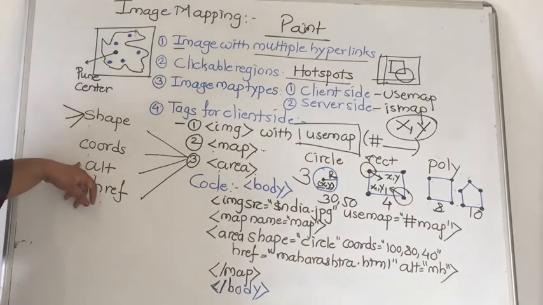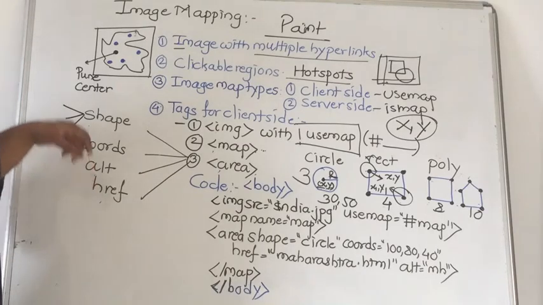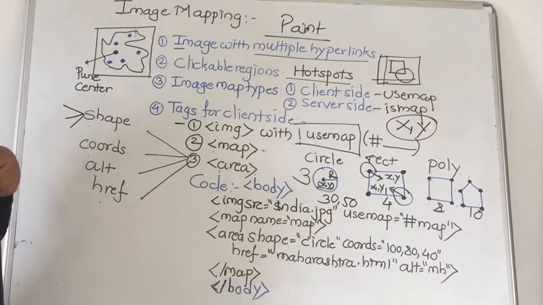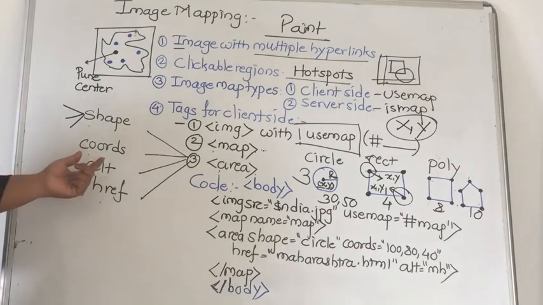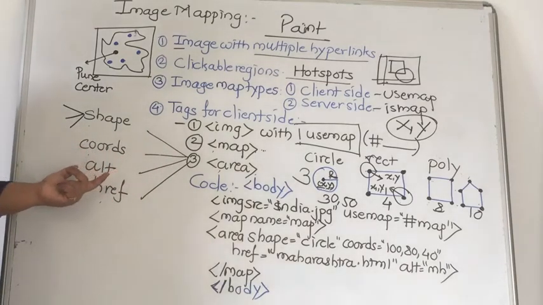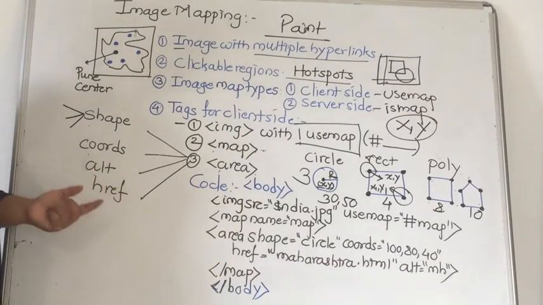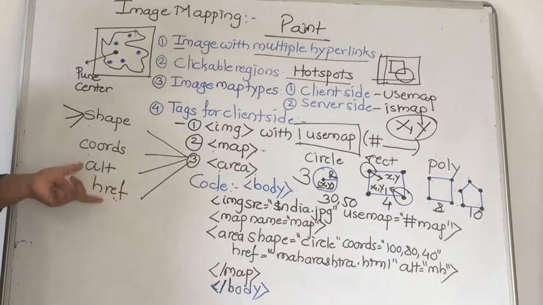The third one is the alt attribute. The alt attribute is used to show the alternate text. For example, I have taken an India image, and I have given hotspots for different states in India. Suppose for Maharashtra, in the program I have written the coordinates, and I will write the alternate text as Maharashtra. And href is the HTML source file which you will link for that particular shape. So these are the four different attributes of the area tag.